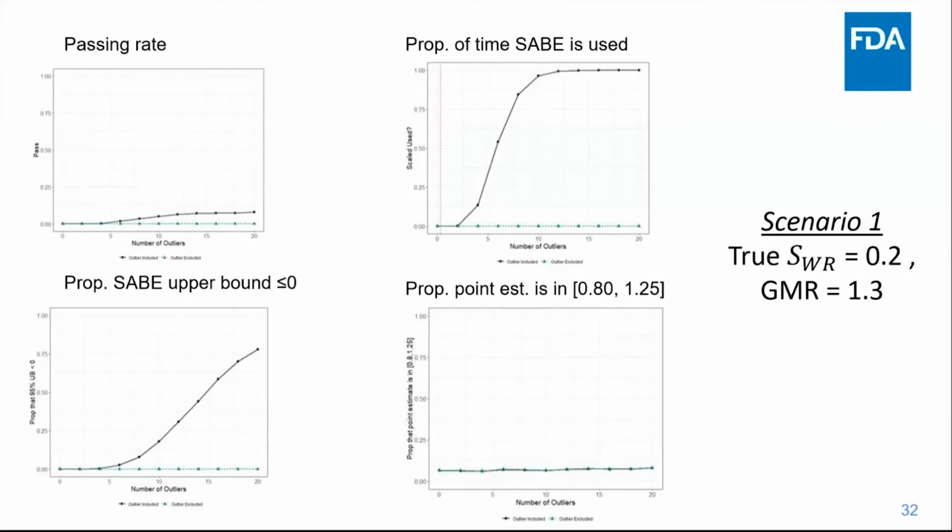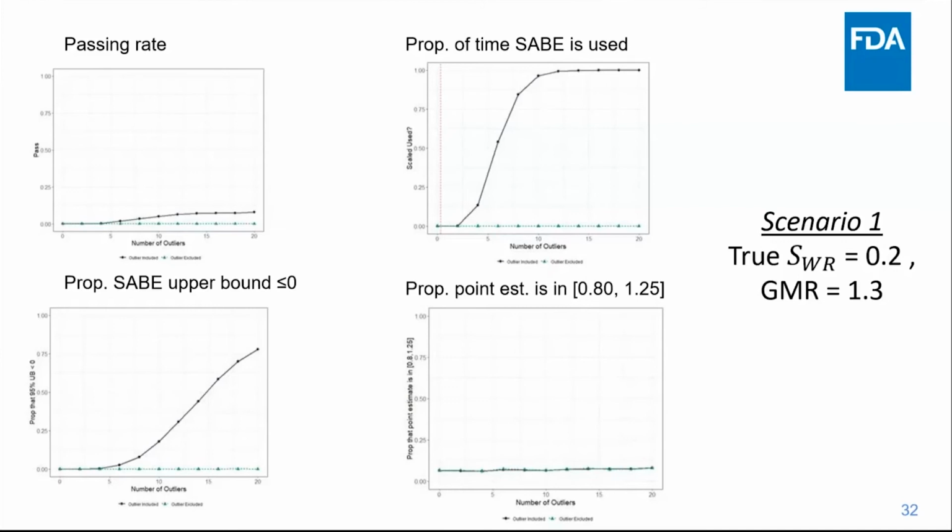We used the simulation study to observe the impact on the passing bioequivalence rate, the proportion of time that the scaled approach is used, the proportion of time where the upper bound of the scaled confidence interval is less than or equal to 0, and the proportion that the point estimate is contained within 0.80 to 1.25. Here, apologies for this not being very clearly seen, but I tried to include all pictures in one slide so we would be able to make comparisons.